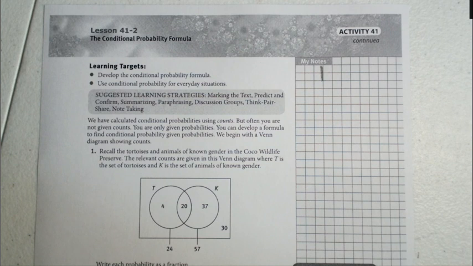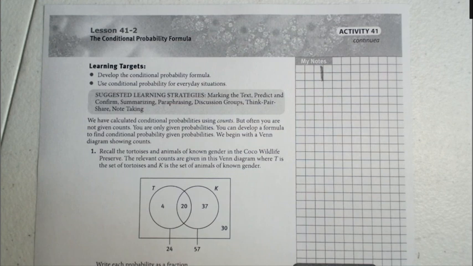To start off, it says, we have calculated conditional probabilities using counts. But often you are not given counts. You are only given probabilities. You can develop a formula to find conditional probability given probabilities. We begin with Venn diagrams showing counts.